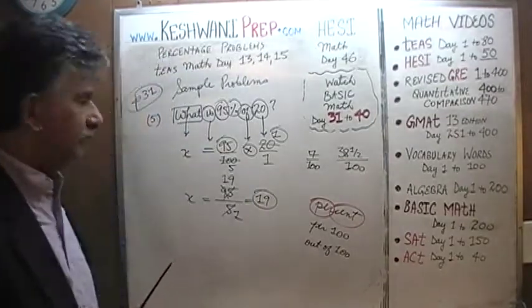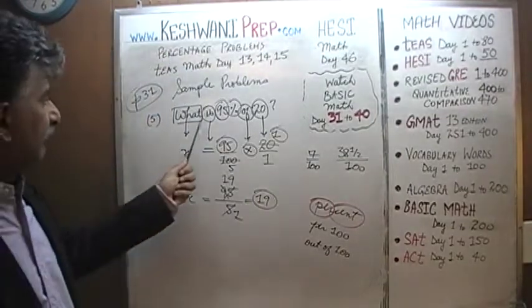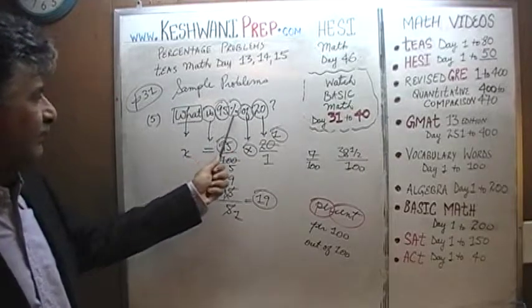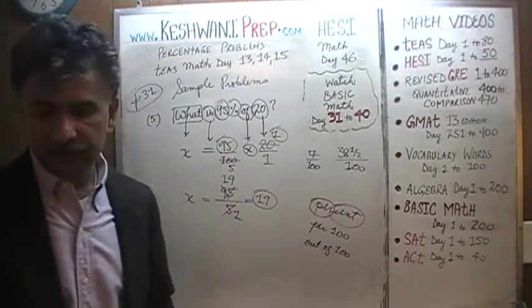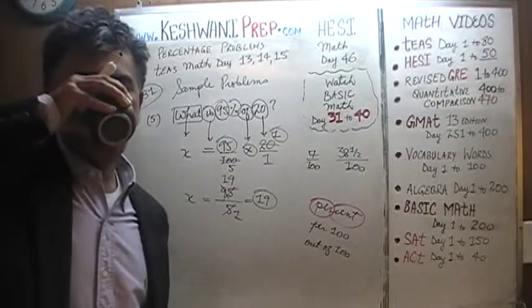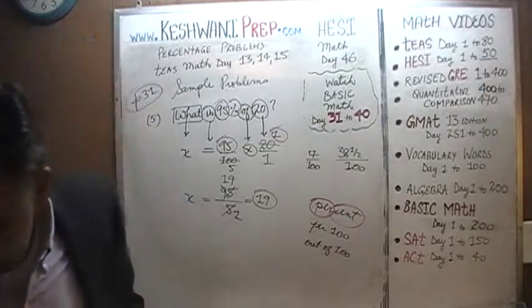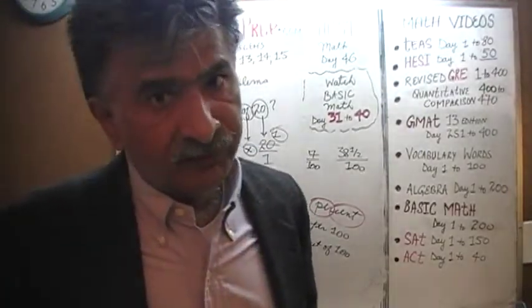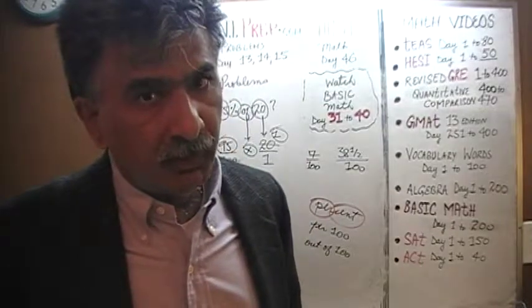There is your answer. So the question was, what is 95% of 20? The answer is 19 is 95% of 20. That's one way of looking at it. Let's look at it a little bit differently this time. We're going to do it one more time, a little bit differently.